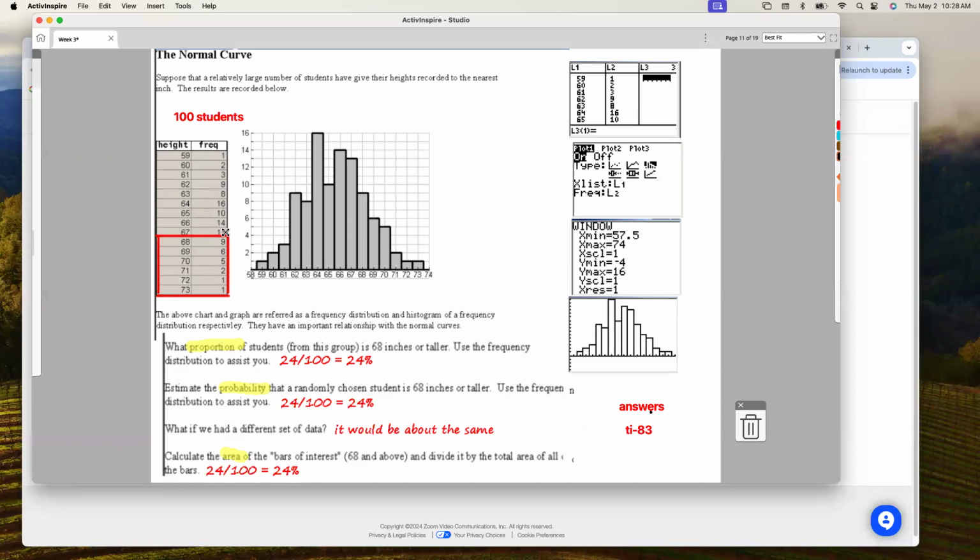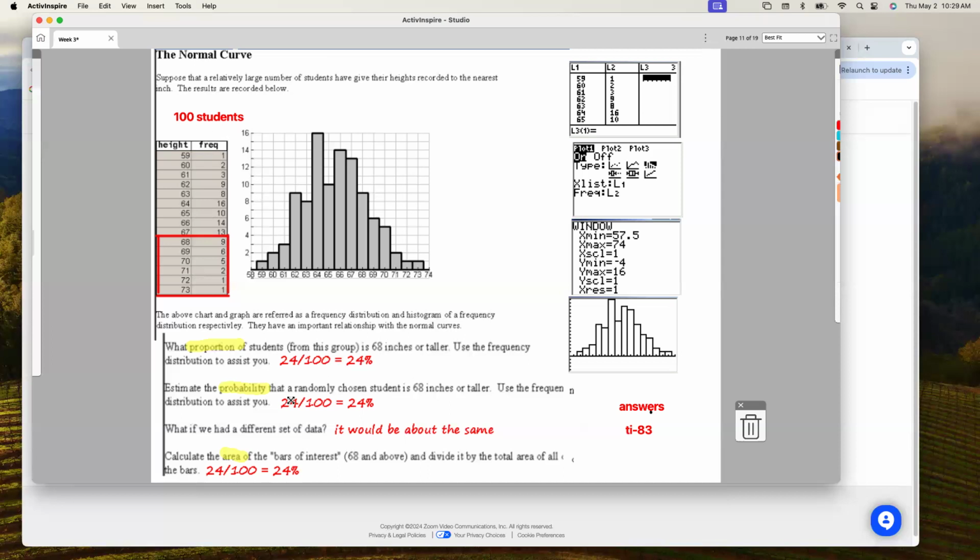And we counted them all up. And I can ask questions, and this is where you want to pause, like what proportion of students are 68 inches or taller? And there were 24 of them. I take 24 divided by 100, I get about 24%. I can also word this as, if I just randomly chose one, what's the probability of getting someone 68 inches or taller? Well, since 24% of the students fall within this range, the probability is going to be about 24%.